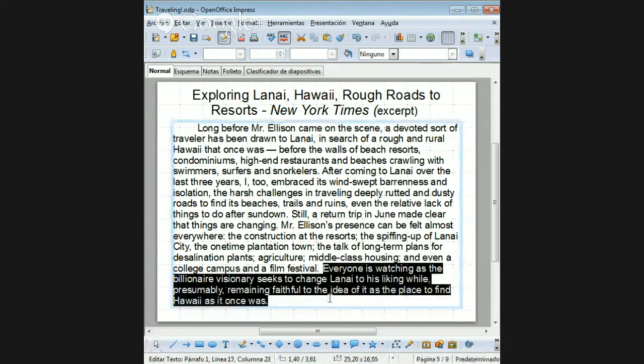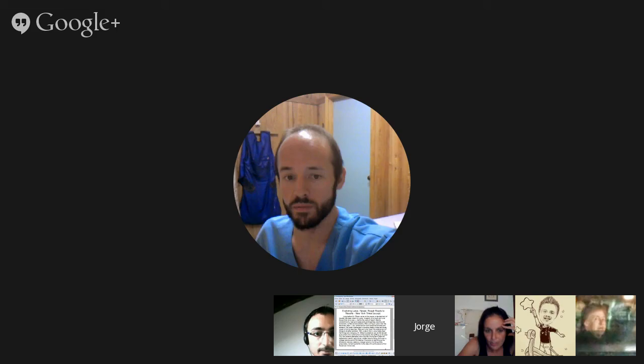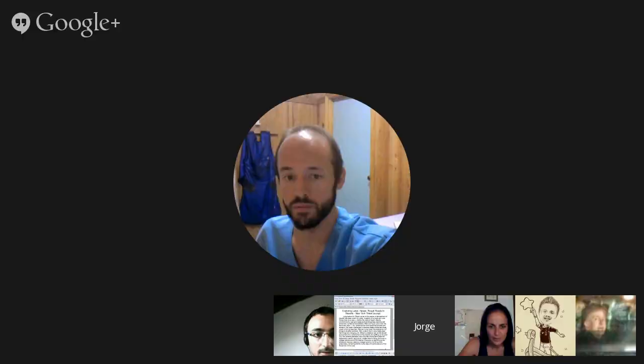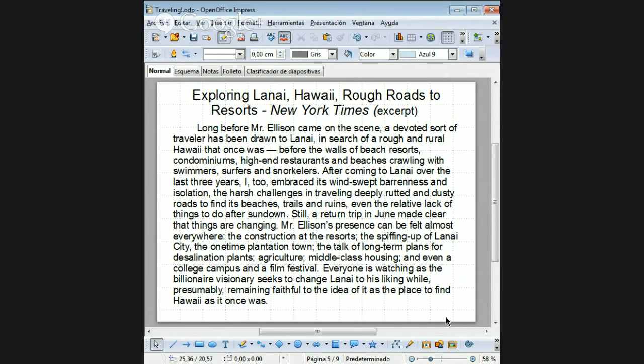But good. And so the last sentence before we finish up, let's have Claudia. Can you read the last sentence? "Everyone is watching as the billionaire visionary seeks to change Lanai to his liking while presumably remaining faithful to the idea of it as a place to find a way as it once was." Can you repeat Hawaii? Hawaii. Good. Nice. Does anybody have any questions about that last sentence?